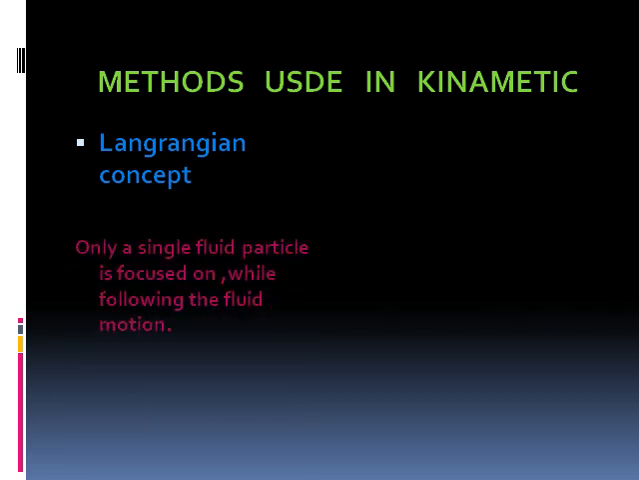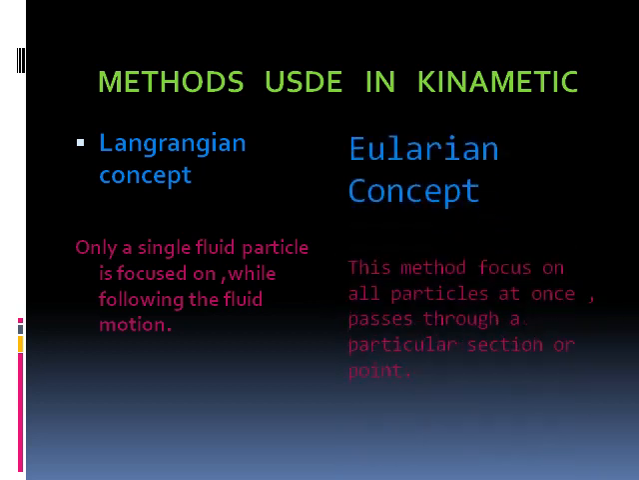And in the Euler concept, this method focuses on all the particles at once passing through a particular section. Now we will see steady and unsteady flow. What is steady and unsteady flow?